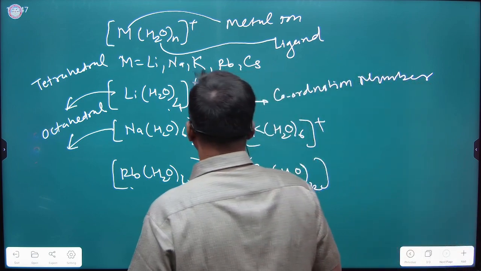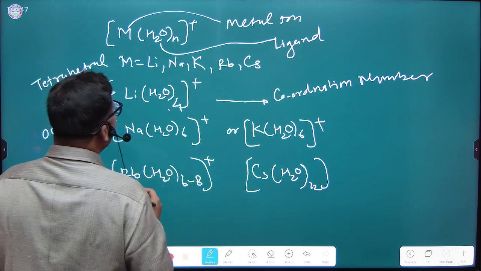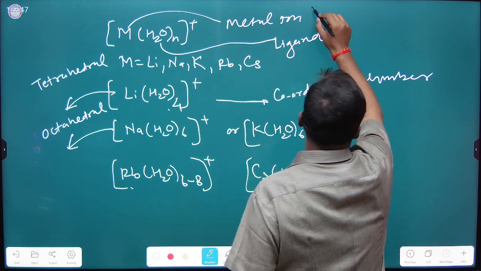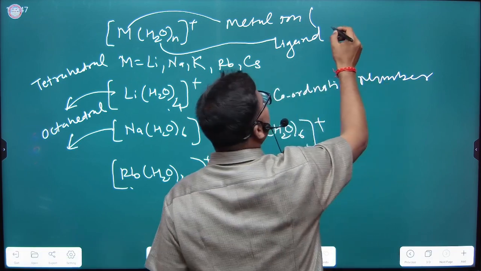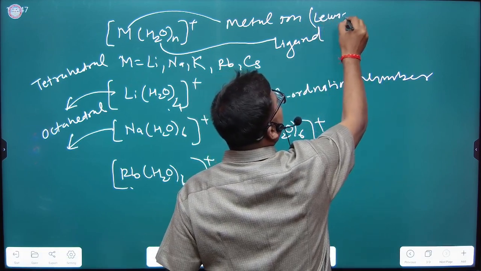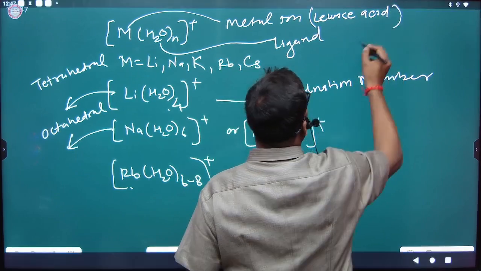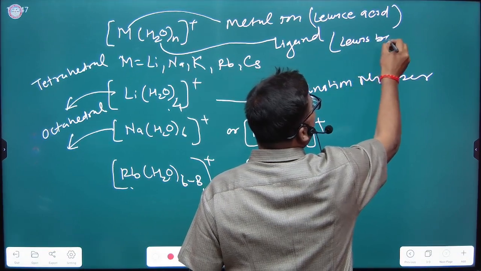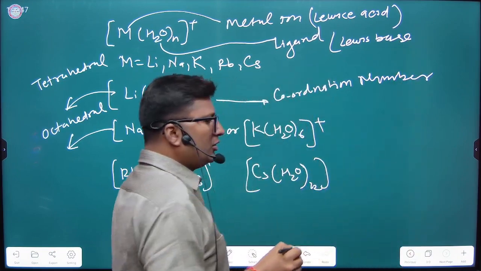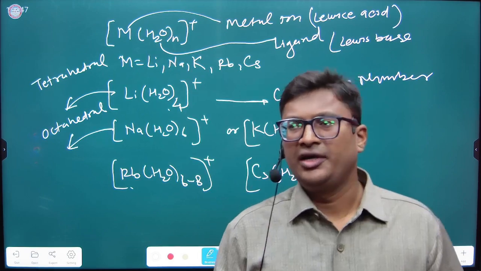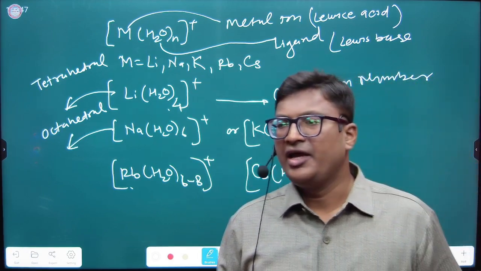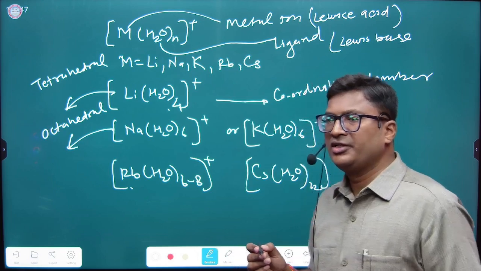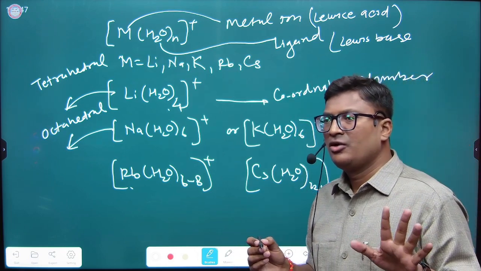So in this complex ion, M is the metal ion, which is called a Lewis acid, and the ligand is called a Lewis base. Coordination chemistry is nothing but the interaction of a Lewis acid with a Lewis base. So the reaction of a Lewis acid with a Lewis base is called coordination chemistry.